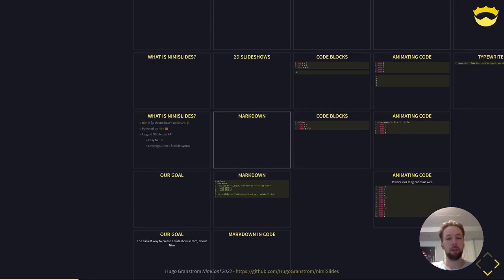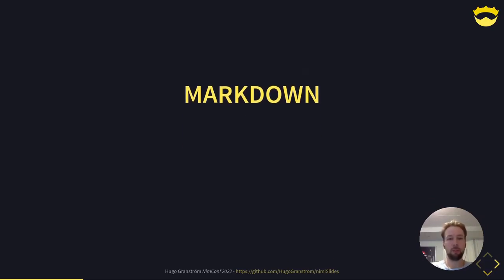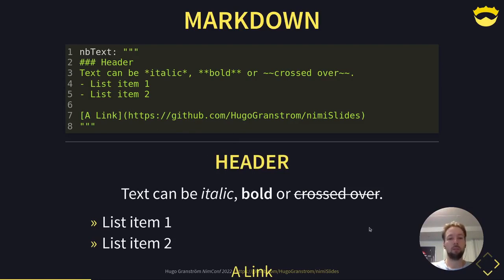And then we have Markdown, and this is the main markup language you would use for text. And the way that you do this is by using the nbText template. And as you can see, we can format this as Markdown and do all the usual things. We can see that it produces this code. The header, the text can be italic, bold, crossed over, you can list, and you can have a link.